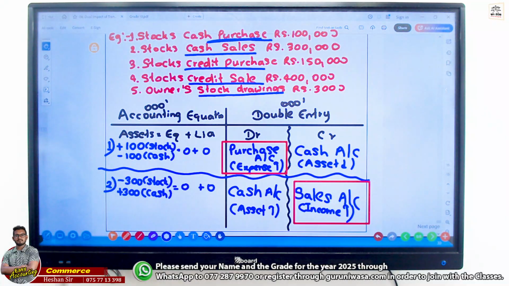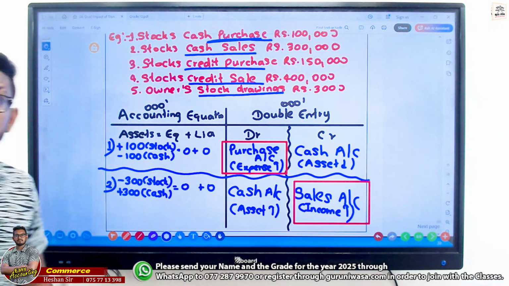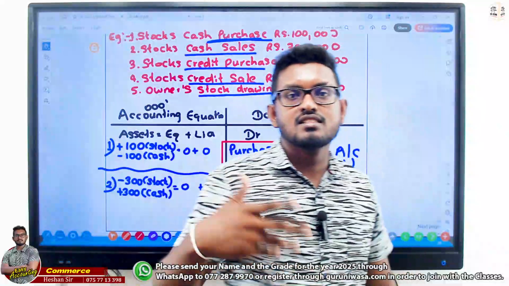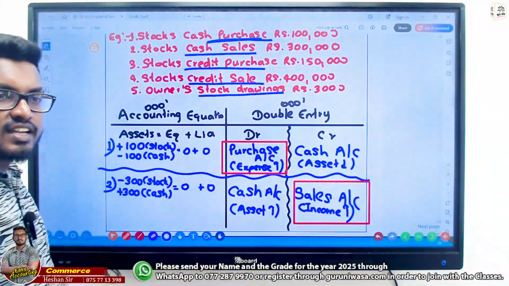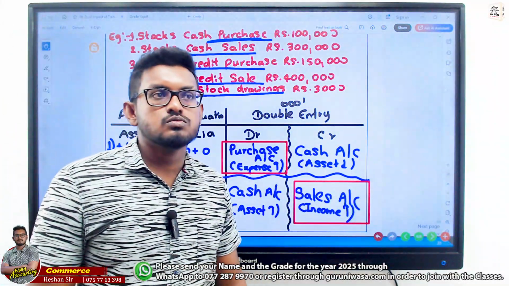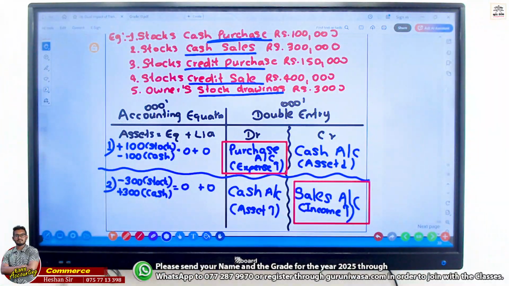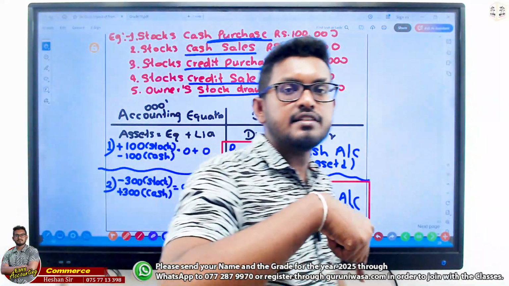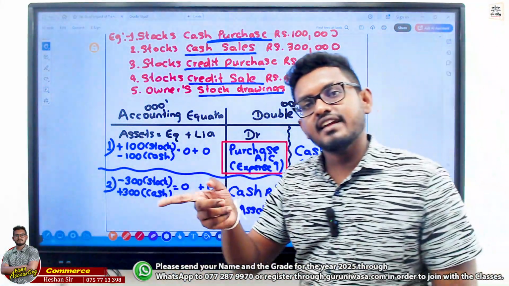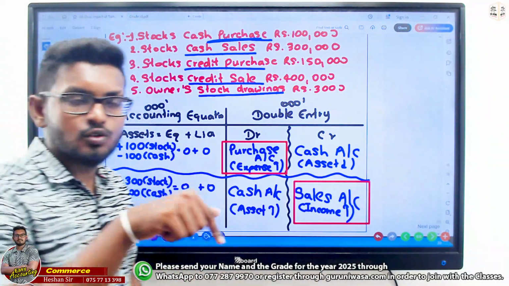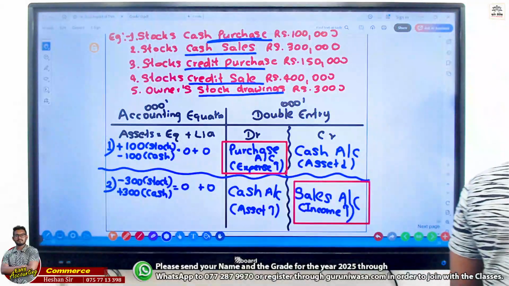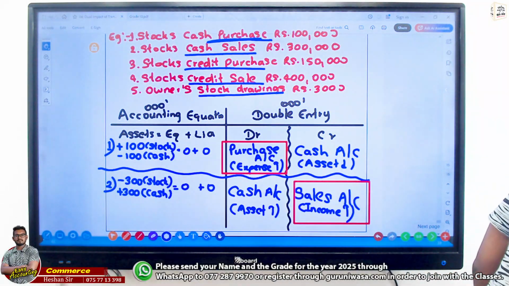If I ask you the double entry for credit sales, if it is a sale, since the income increases, what is the credit entry? Sales account, credit. So if it is a credit sale, what is the debit entry? Debtors account. The party who purchases our goods on a credit basis we identify as debtors.